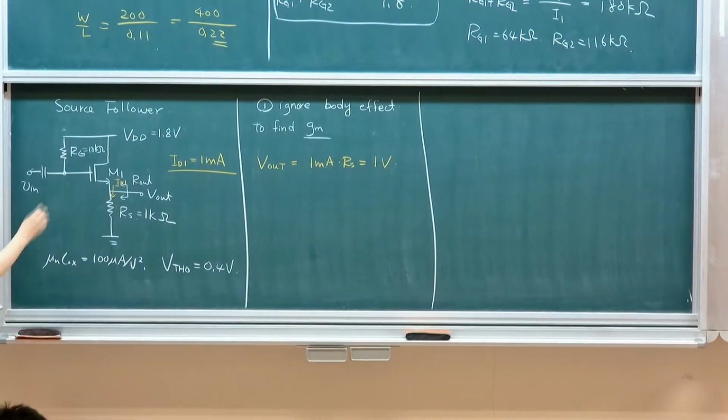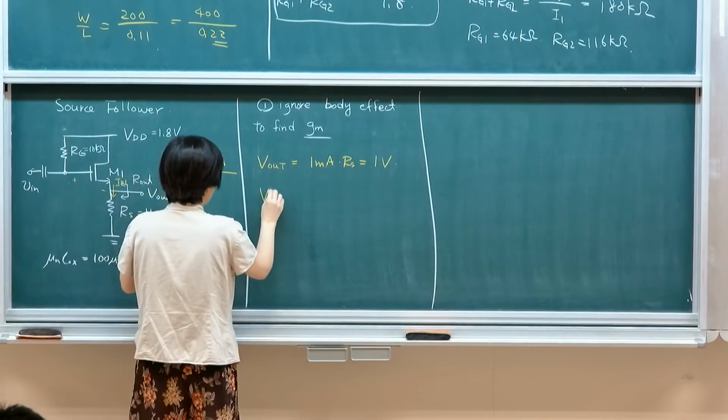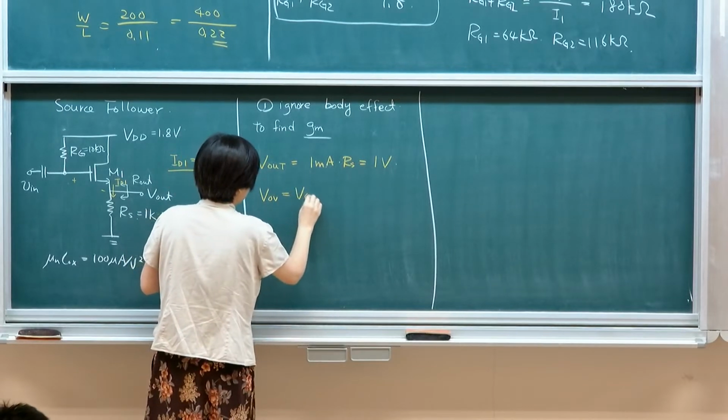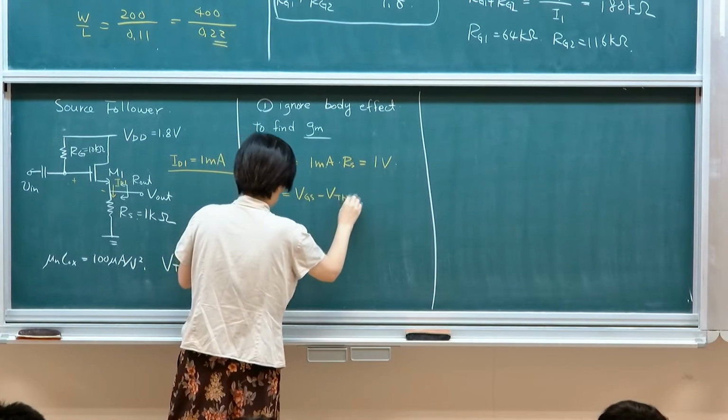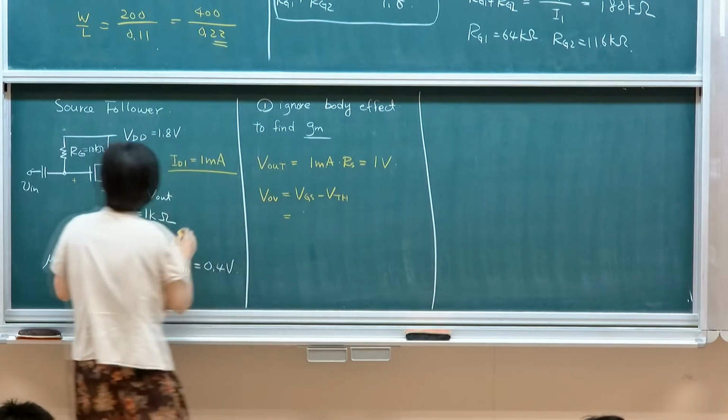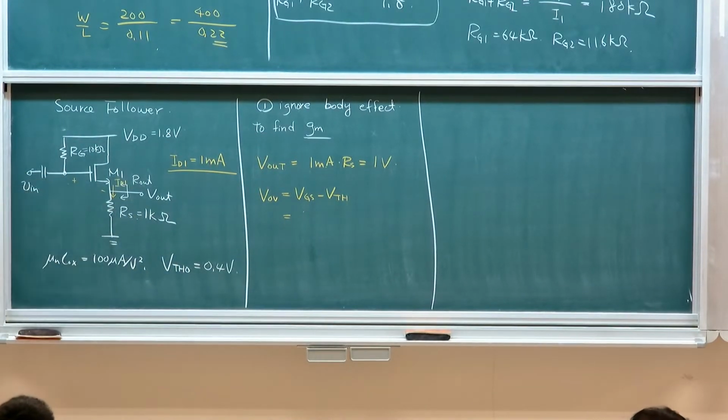And the overdrive of the circuit, VOV, is VGS minus threshold, which is, what is your gate voltage? Anyone knows? What is the gate voltage at steady state? VG. What is it? No one knows. At DC, this is open. Is there current on the resistor? No, therefore this voltage is 1.8, VDD.